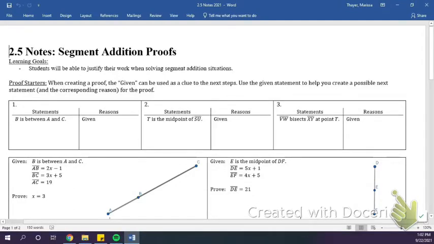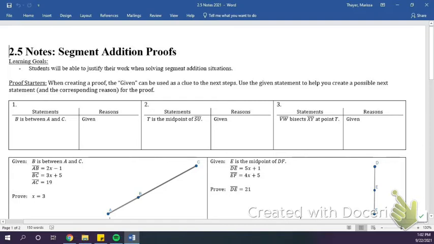Alright, geometry, here's a video on 2.5 notes. So to start, we're going to look at these proof starters and kind of see where this gets us. If they give you something, a statement, you're trying to figure out what to do with that information.